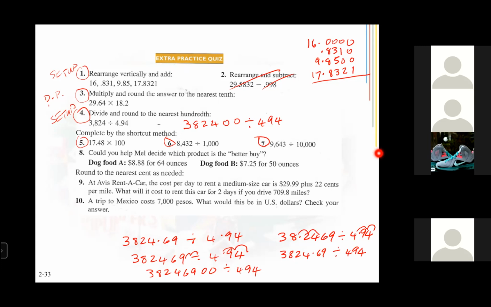All right, the next one, number 5, they want you to multiply 17.48 times 100. Shortcut would be to, what would you get as your answer? We are going to move them to the right 2 places. So right, 1,748. Okay, 1748, right.